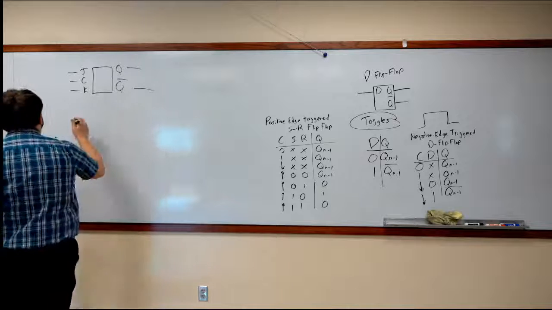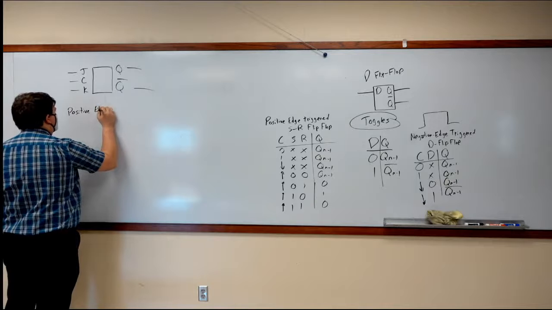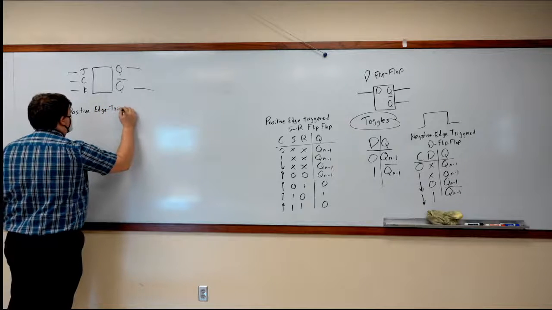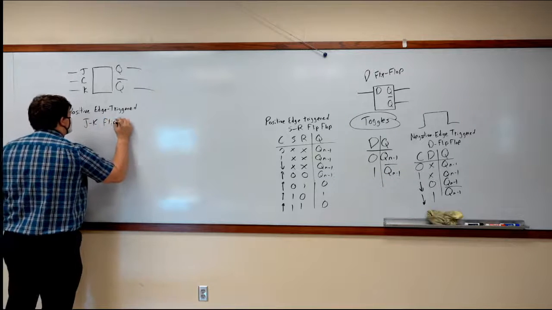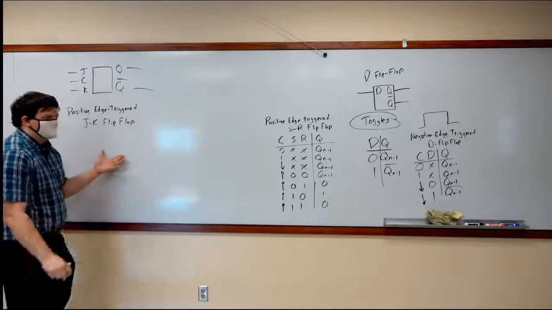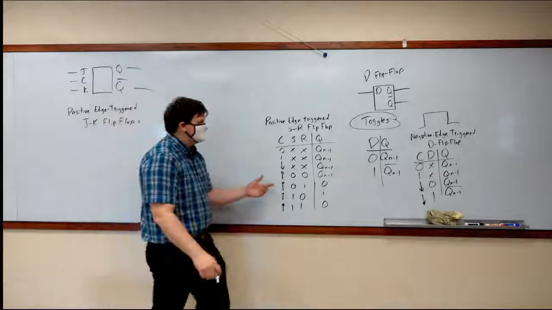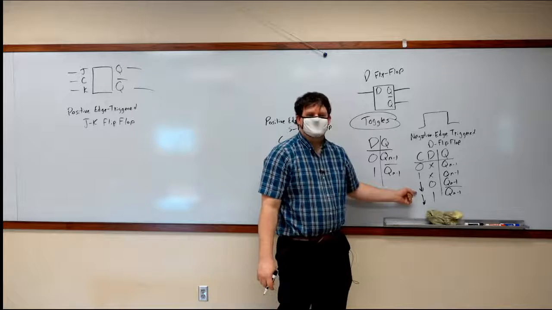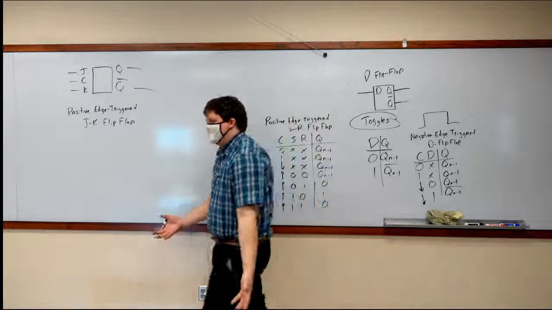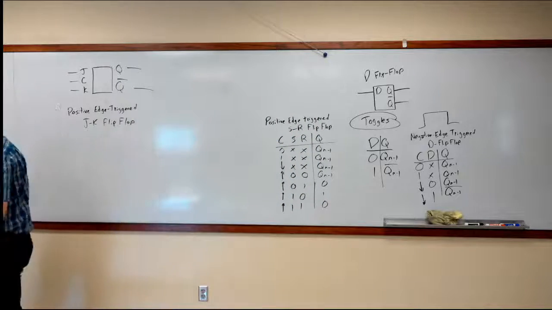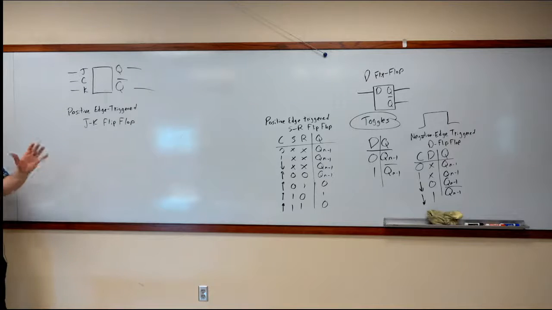Let's go back and say that we're going to do a positive edge triggered JK flip-flop. And by the way, if you haven't noticed yet, the only difference between a positive and a negative edge triggered is what direction the clocking signal is pointing. If I say positive, it just means this is an up arrow. That's it. If you wanted a negative edge triggered, you just draw the down arrow. It's the same thing. It's the same thing.